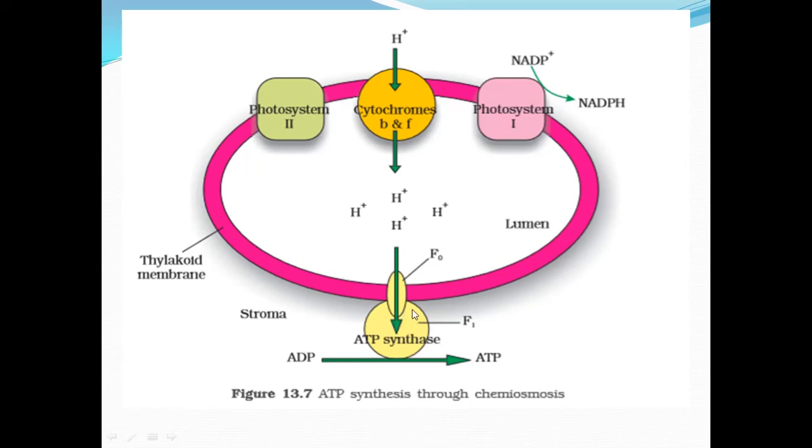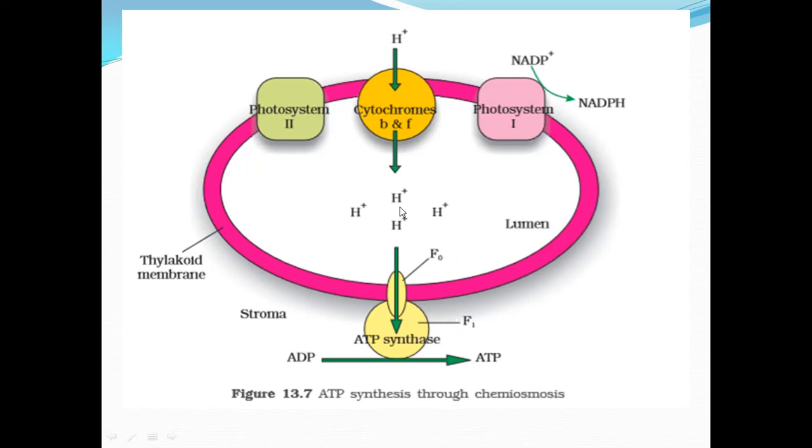This enzyme is found on the membrane of thylakoids. On the membrane of thylakoids, you find ATP synthase, and this is the lumen of the thylakoid. ATP synthase has two parts: one is called FO, the second part is called F1.